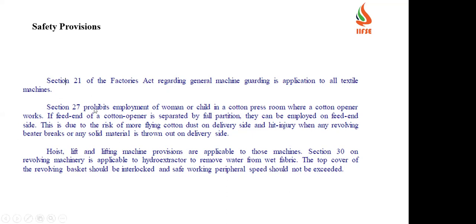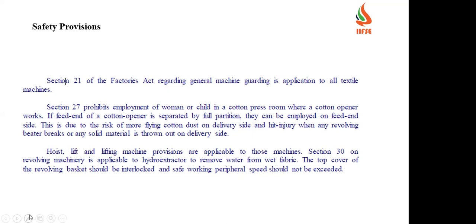Especially this section 27 is talking about women or children in a cotton press room not being allowed to work. If the feed end of the cotton opener is separated by a full partition, they can be employed on the feed end side. This is due to the risk of more flying cotton dust on the delivery side and also hit injury when any revolving beater breaks or any solid metal is thrown out of the delivery side.